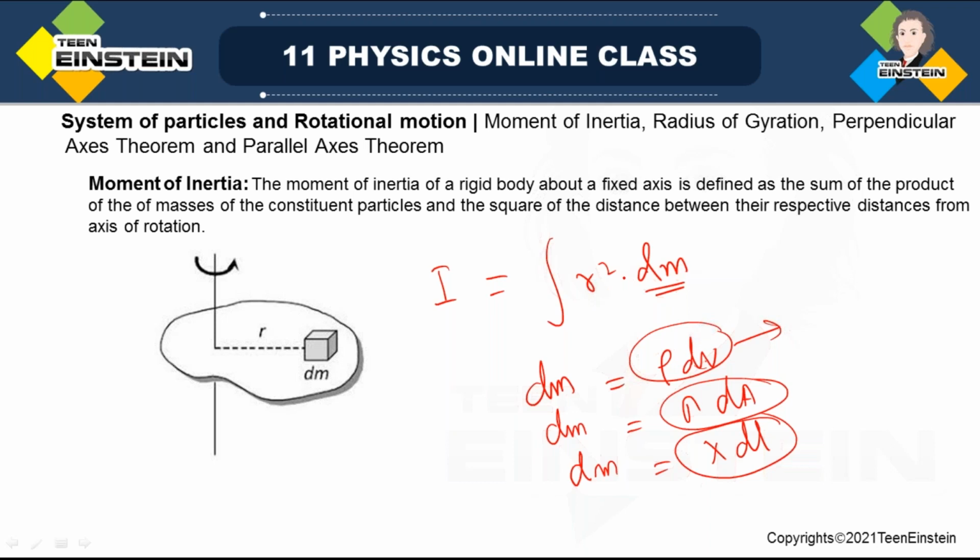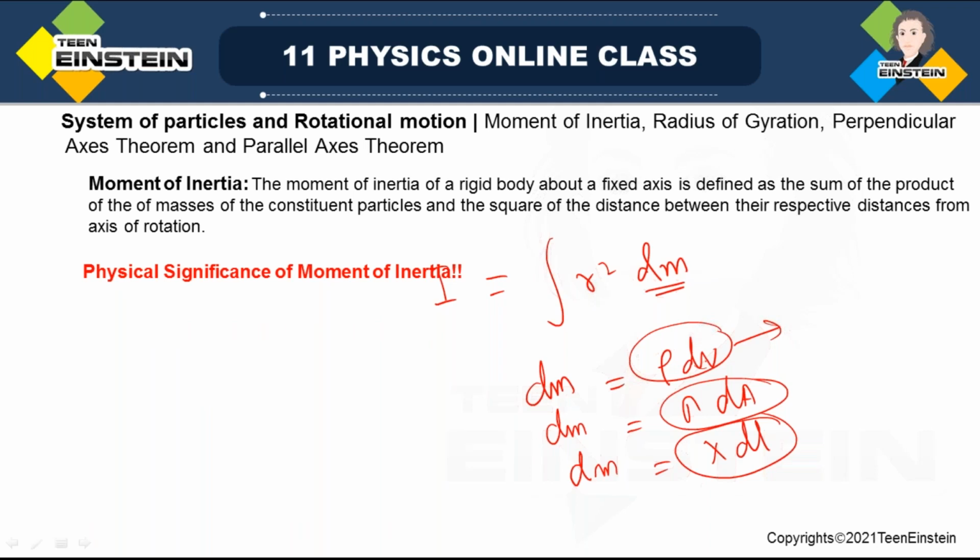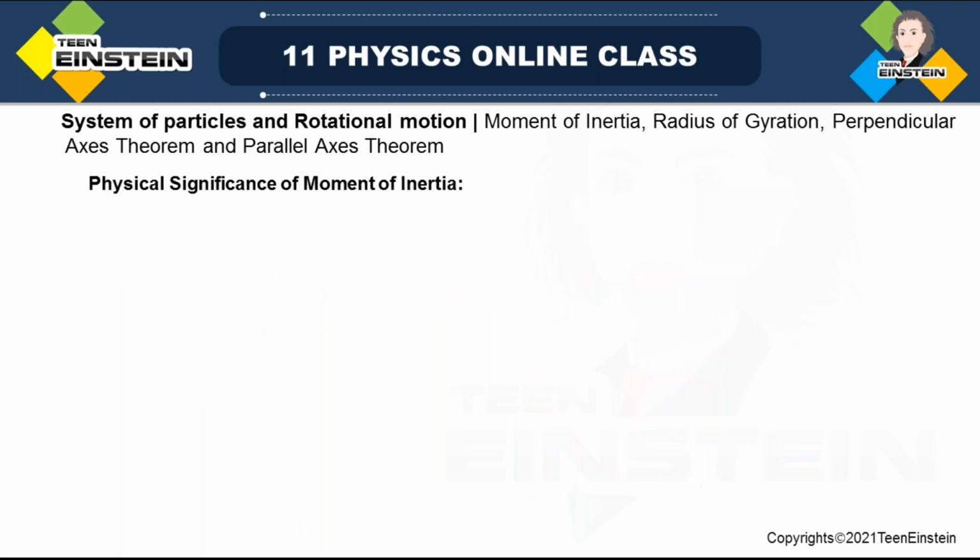When we take specific examples after finishing the course, I'll discuss in detail. And then you have to take proper limits, integration limits. That's how we can find out moment of inertia for a continuous object. Physical significance I have already told. Now let us see.